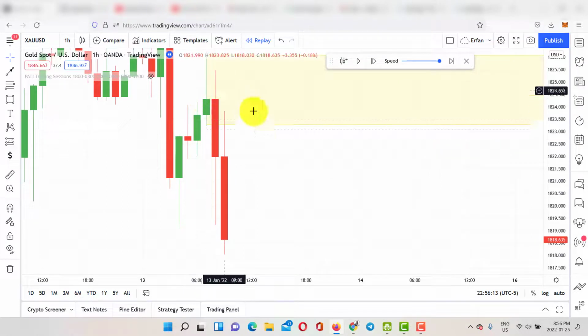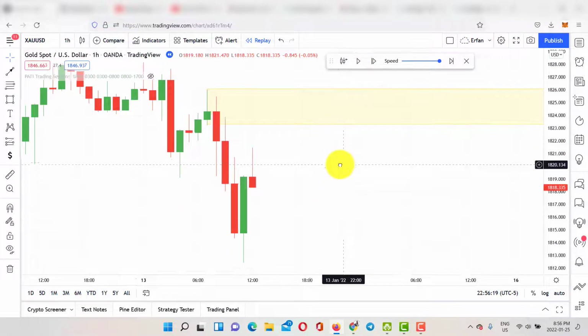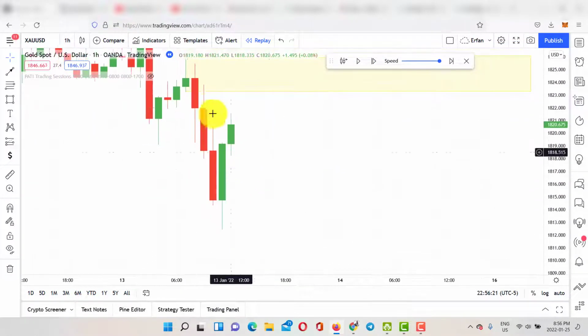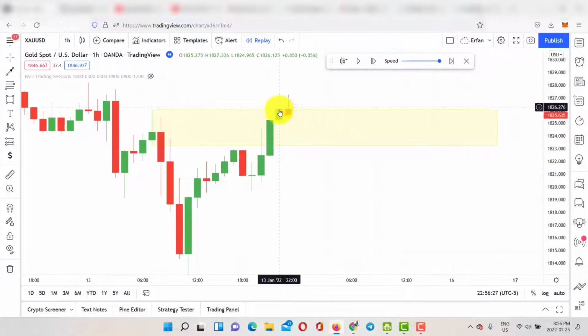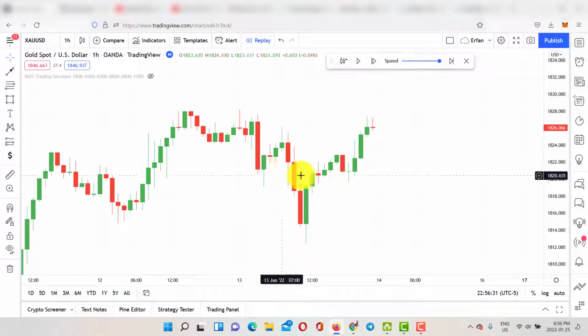So it makes it a low probability high order block, but it's valid. It's not invalid. And if I go forward, you see that we could take a one-to-one trade from here to here. See, it's very important. It's not broken. Now it's broken, it's invalid, and it's not working anymore. It's a low probability order block.